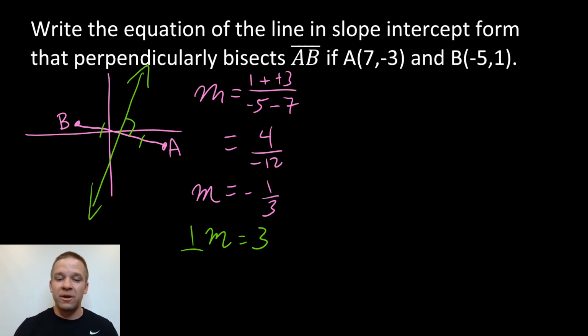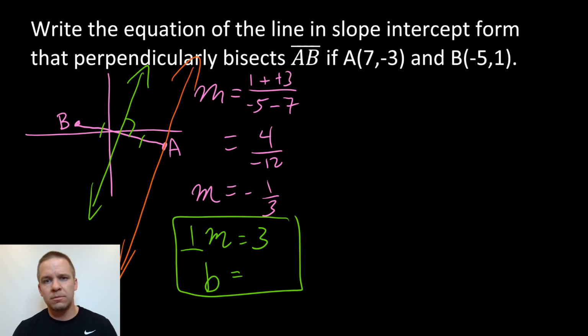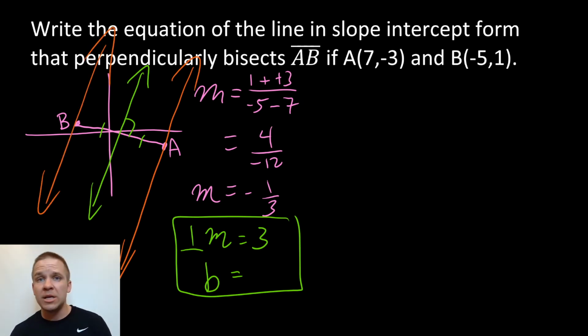Now I need to also figure out what b is. This is the information I need to write my equation of the line. So how do I do that? Well, can I use A or B, those coordinates, to find out what b is? Because I know we're all thinking it. If I used A's coordinates to get my y-intercept, then I'd be finding that line right there. If I used B's, I'd be getting that line right there. It'd be perpendicular to AB, but it wouldn't be bisecting it. And we don't want that.